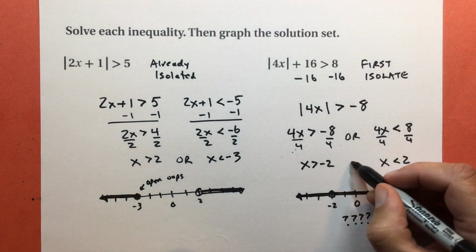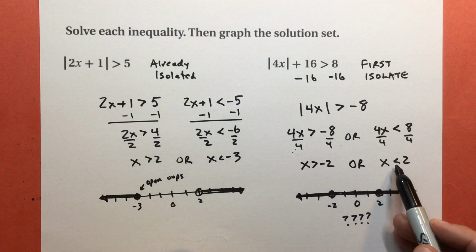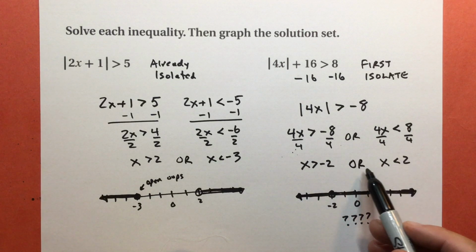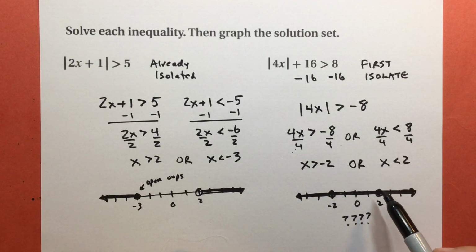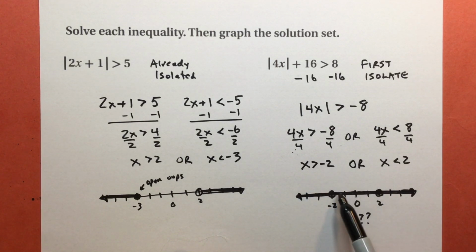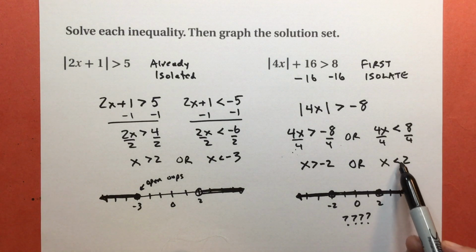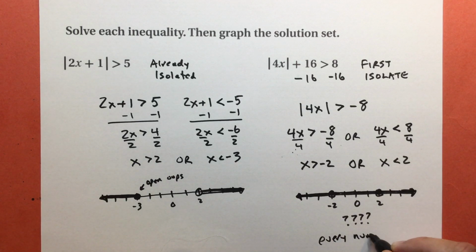And remember, or means that could be true or that could be true. I don't have to have both of them true. That's a conjunction. We'll do that in the next video. Just one of them has to be true. So every number that is bigger than negative 2 goes this way. Every number that is less than positive 2 goes this way. And this means that every number solves this, because I've graphed the entire number line.